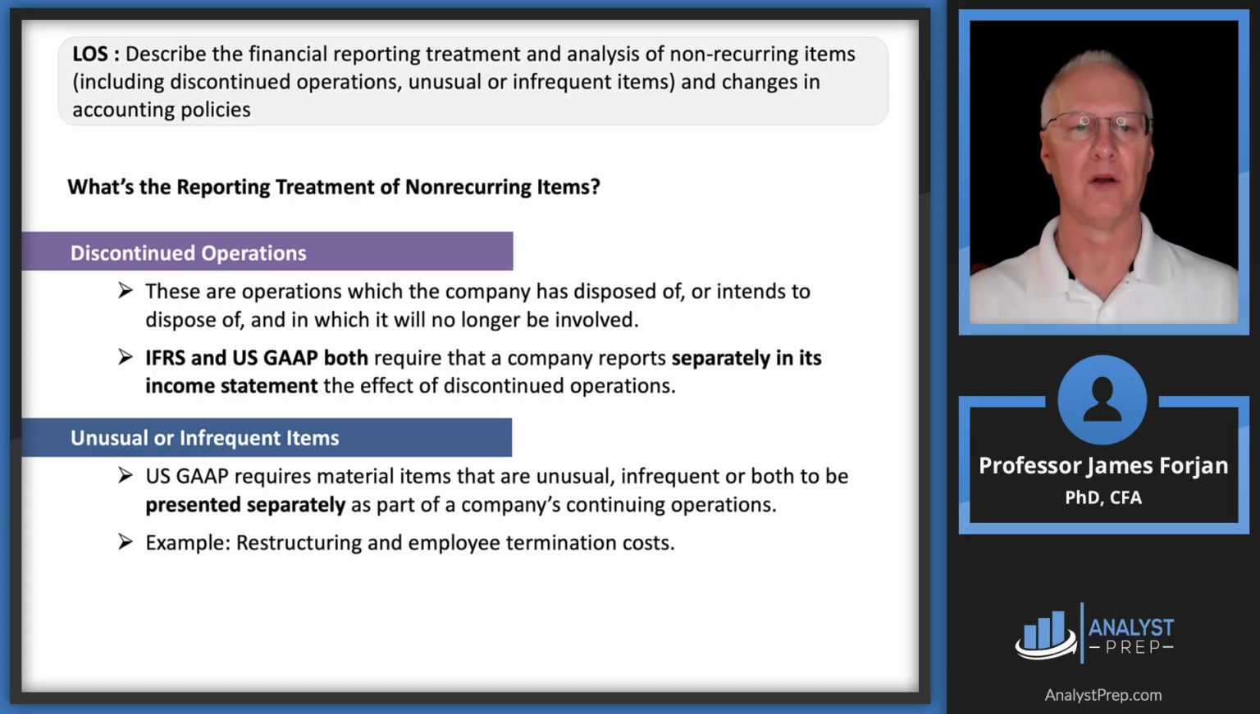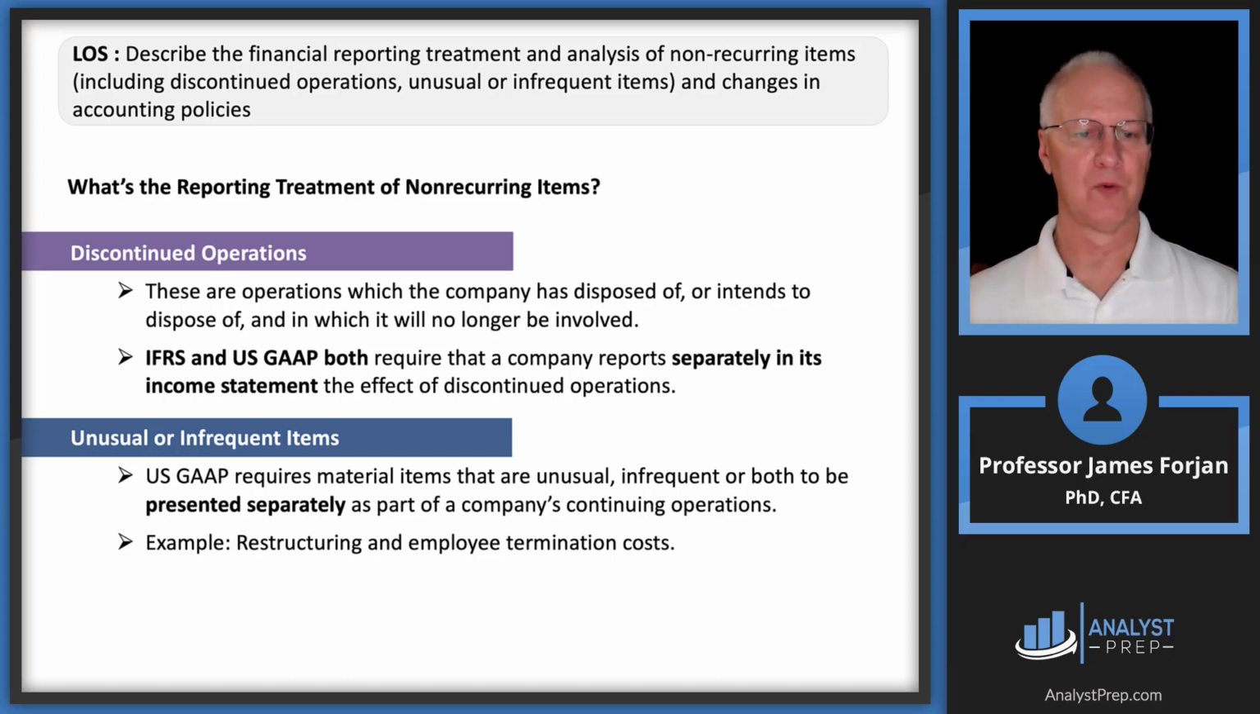They say, okay, look, we used to do this. We're no longer doing it anymore. And so here's the stuff. Here are revenues and expenses according to that stuff. And we need to report that as a separate line item under discontinued operations. And so notice that second arrow point. Both the international and US FASB require the company report separately in its income statement.